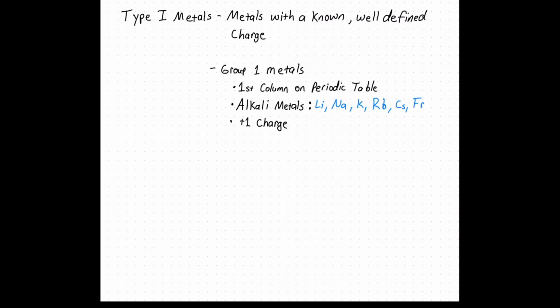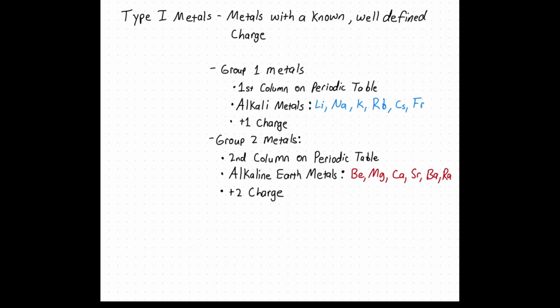There's also our group 2 metals. So group 2 metals are the second column in the periodic table. They are called, if you remember, the alkaline earth metals, and that is beryllium, magnesium, calcium, strontium, barium, and radium, and those will all have a +2 charge.